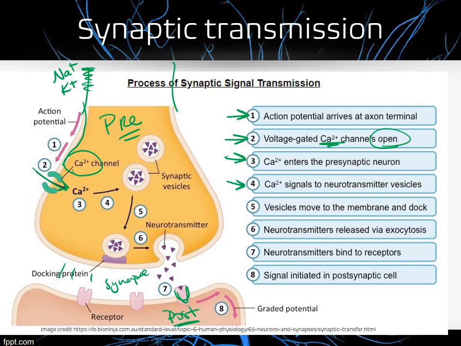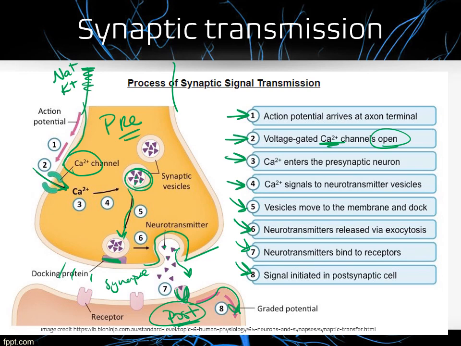It's going to signal these vesicles that are filled with neurotransmitters. These little guys are the neurotransmitters. Those vesicles are going to migrate to the cell membrane, dock with some proteins that sit here. That docking protein is going to help exocytosis occur. Exocytosis is going to occur. Those neurotransmitters are going to diffuse across the synapse and then bind to those receptors on the second cell, the postsynaptic cell. And then we have some kind of signal that is sent along that postsynaptic cell.